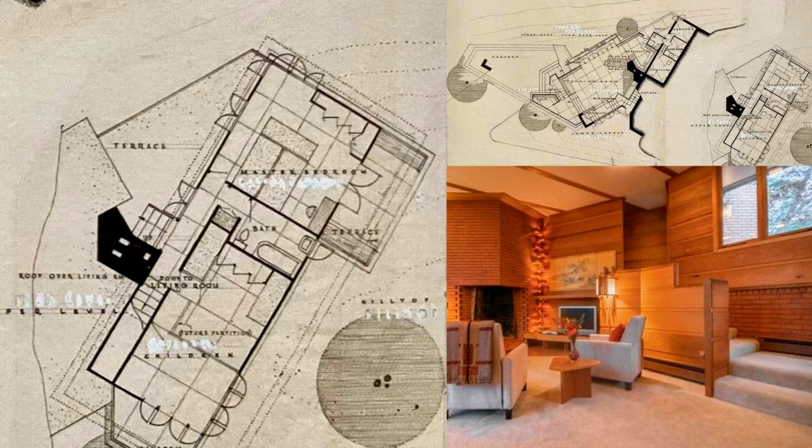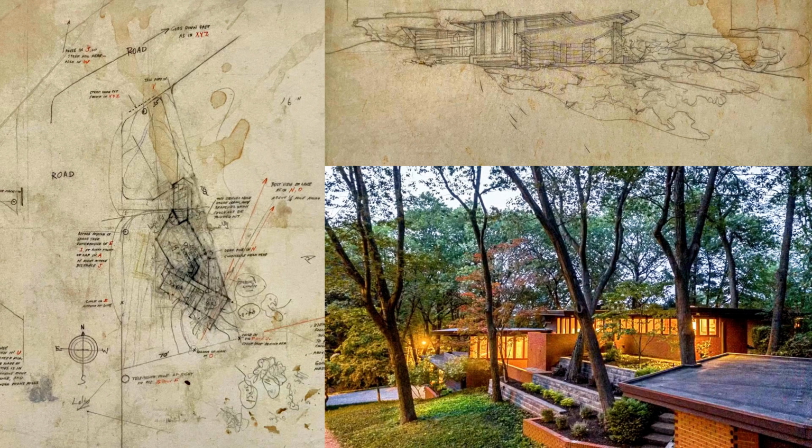Each room offers direct access to terraces and balconies, allowing the residents to enjoy the natural beauty that surrounds the house at every level. Now, if we take a closer look at the relationship between the house and the site, you'll see that Wright wasn't just designing a building, he was creating an experience. The house interacts with the terrain, with terraces and balconies extending into the landscape, breaking down the boundary between indoors and outdoors. This careful integration of nature and architecture is one of the hallmarks of Wright's organic design philosophy.